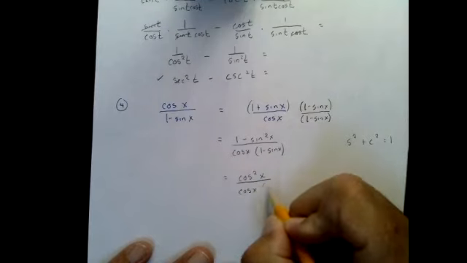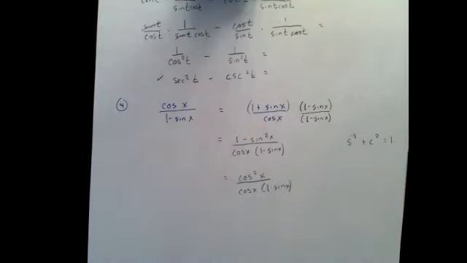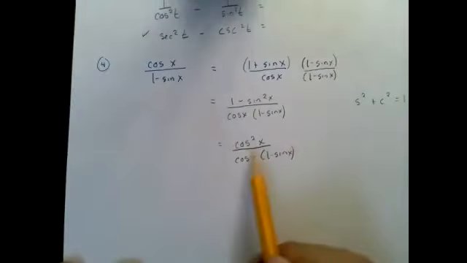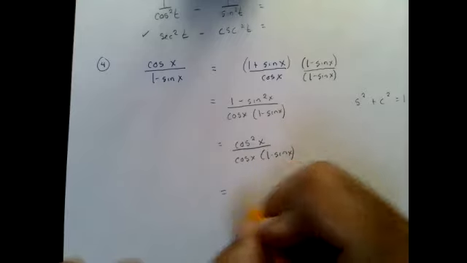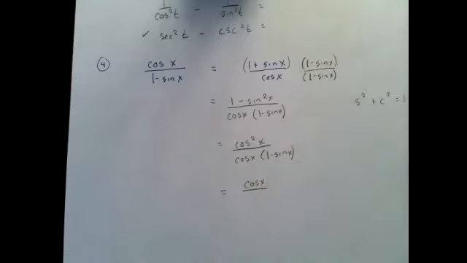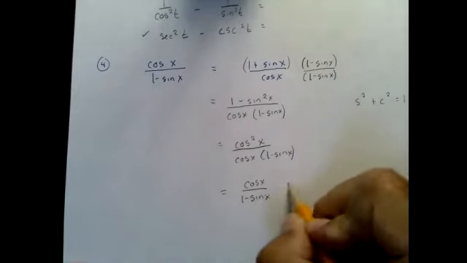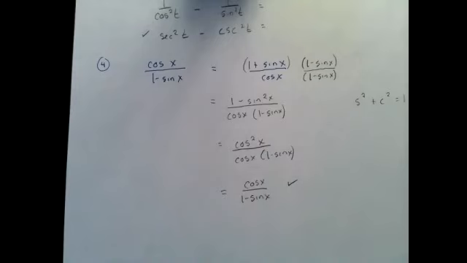Cosine squared of x over cosine of x times 1 minus the sine of x. Cancel a cosine of x from the numerator and the denominator. I'm left with a cosine of x in the numerator. In the denominator, I get 1 minus the sine of x.